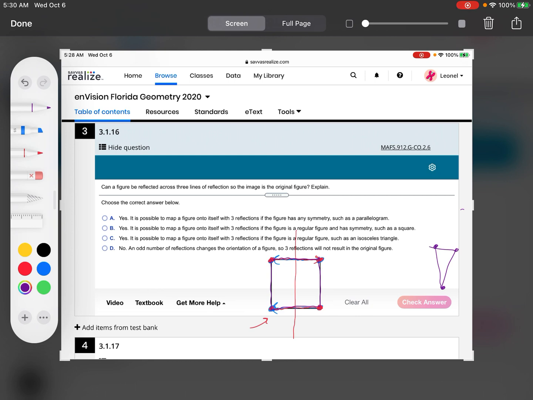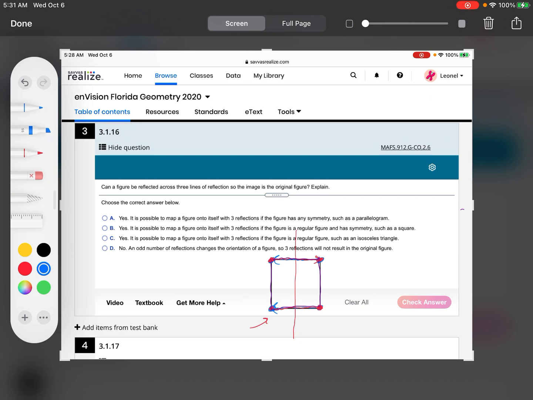Okay, so now this question is asking, are there shapes that have three lines of reflection? And the answer is yes. So not all shapes have three. Sometimes they have more, sometimes they have less. All of the ones in these options have less than three, except the square, which is what it says in B. Okay, so if you look at B, wait, that's not what I want to do, sorry.